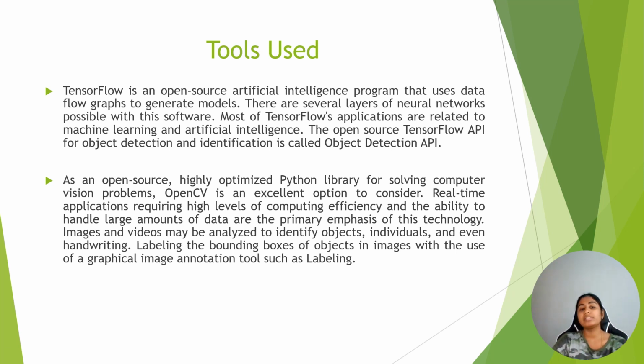And what are the tools that I have used? I've used TensorFlow, an open source artificial intelligence program which uses data flow graphs to generate models. There are several layers of neural networks with this software. The open source TensorFlow API for object detection is the TensorFlow Object Detection API. I've also used OpenCV, which is used for solving computer vision problems, real-time applications requiring a high level of computing efficiency. It also has the ability to handle large amounts of data.